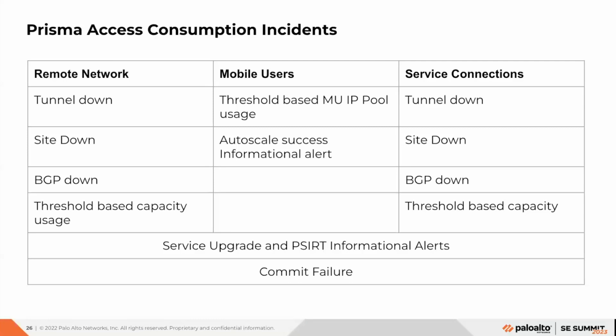For mobile users IP pool usage, it will alert you if the mobile users IP pool is consumed, and you need to configure the IP pools to support any auto scale feature. You will also get auto scale success information alerts. Regarding the service connections, if any tunnel goes down, or the site goes down, or the BGP goes down, you will be getting all the information. And also, for any upgrade-related alerts, you will receive information if the upgrade goes successfully or you encounter problems or issues.